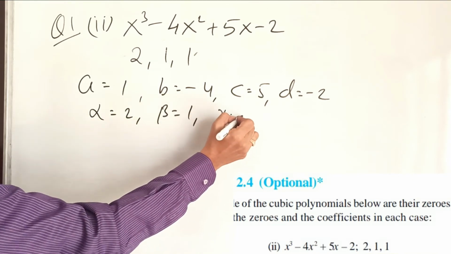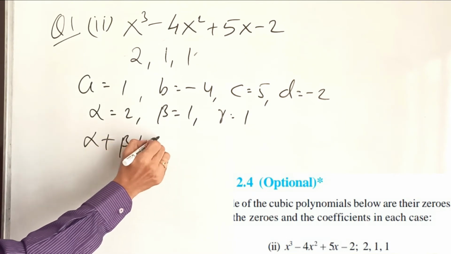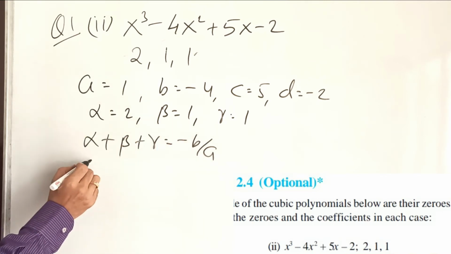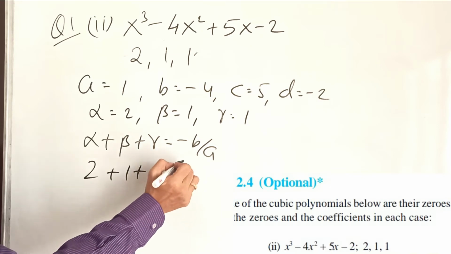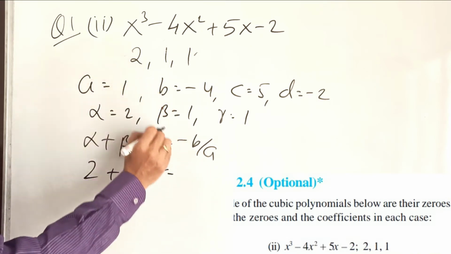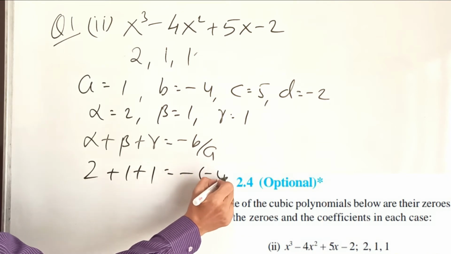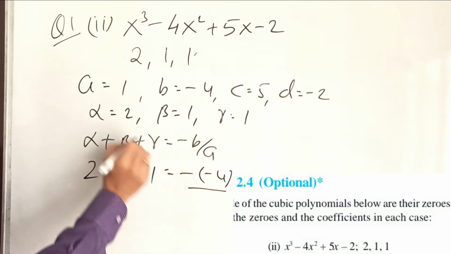And let us say zeros are denoted by alpha, beta and gamma. So the first relation is alpha plus beta plus gamma is equal to minus b upon a. So alpha is 2, beta is 1, gamma is 1, is equal to minus of minus 4. So separately first you show, don't write directly plus 4, upon a is 1.